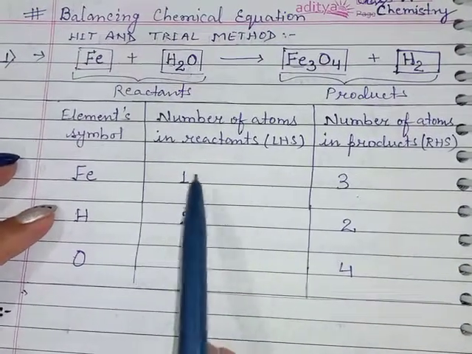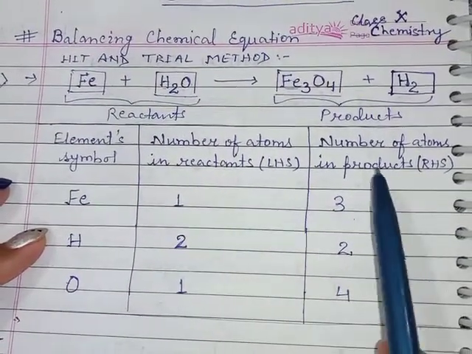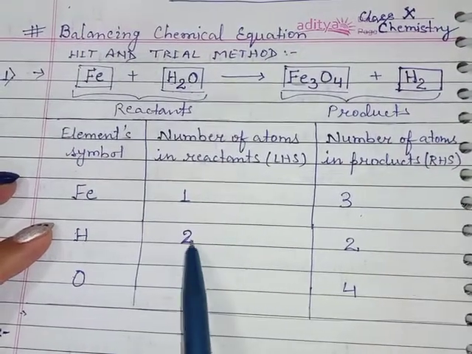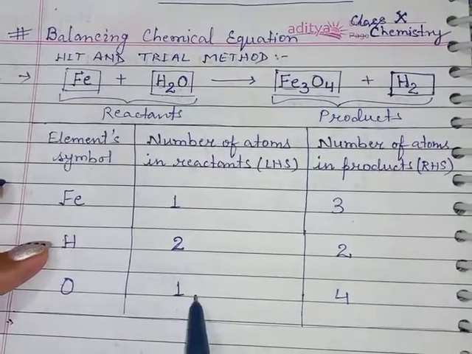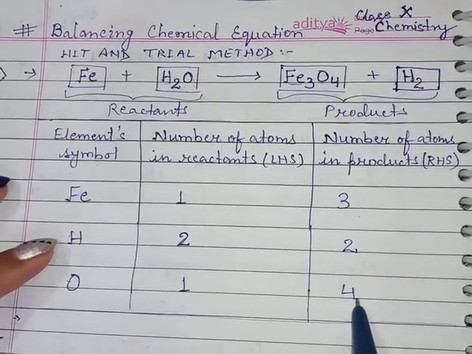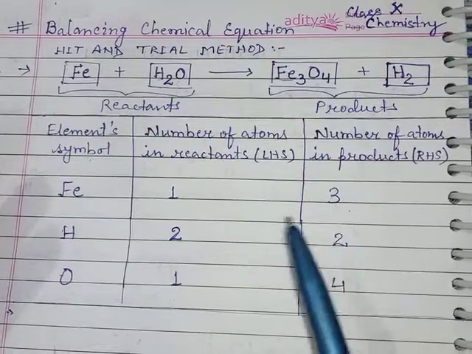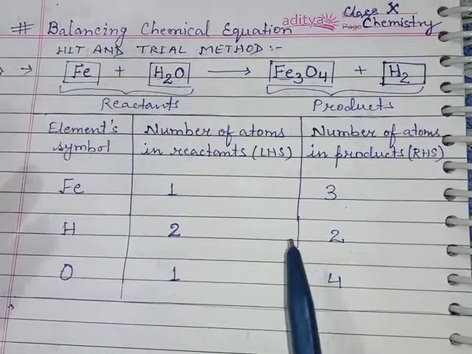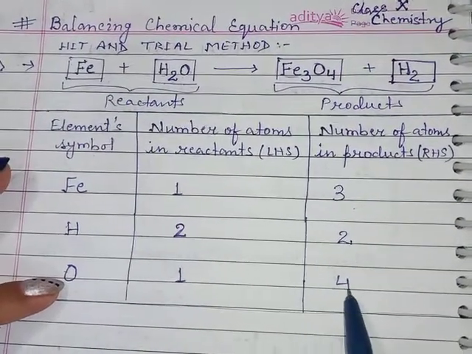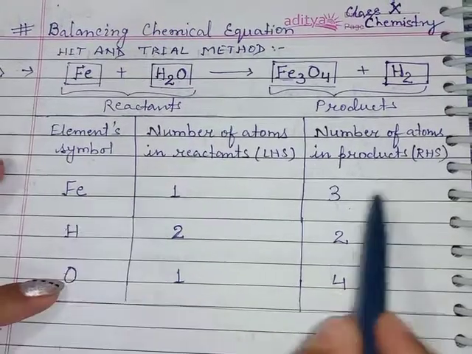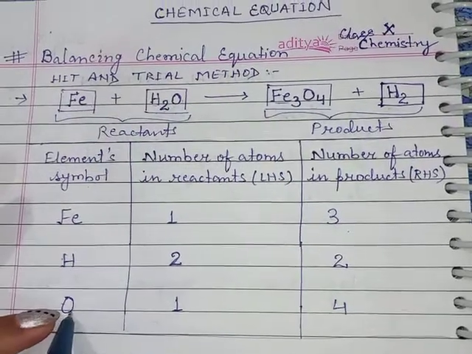Now let's check and compare the number of atoms on both sides, left hand side for reactants and right hand side for products. Hydrogen has the same number of atoms on both sides, but iron and oxygen have different numbers of atoms. So our next step is to select the element which has the maximum number of atoms and give first priority to this element for balancing. Oxygen has 4, the greatest number of atoms among all these, so we give first priority of balancing to oxygen.